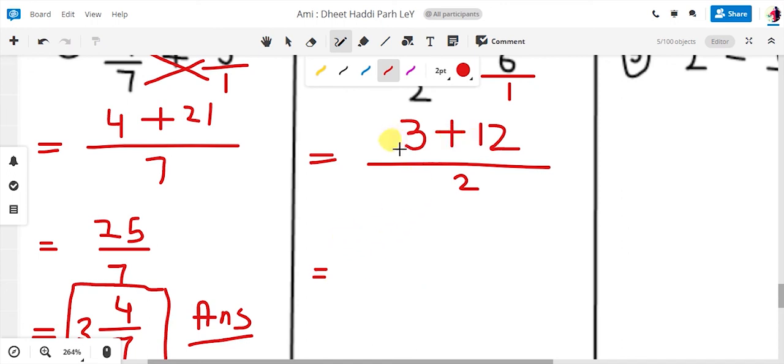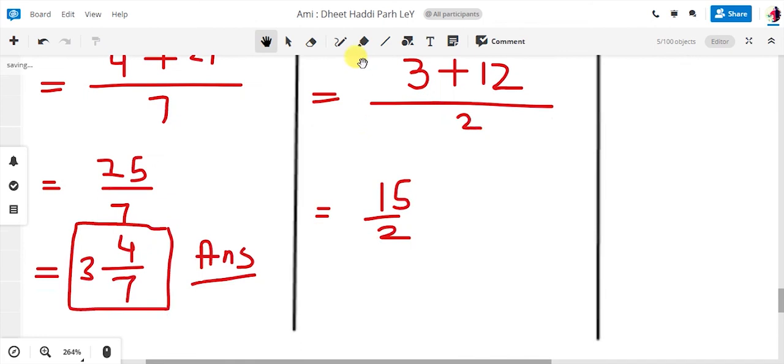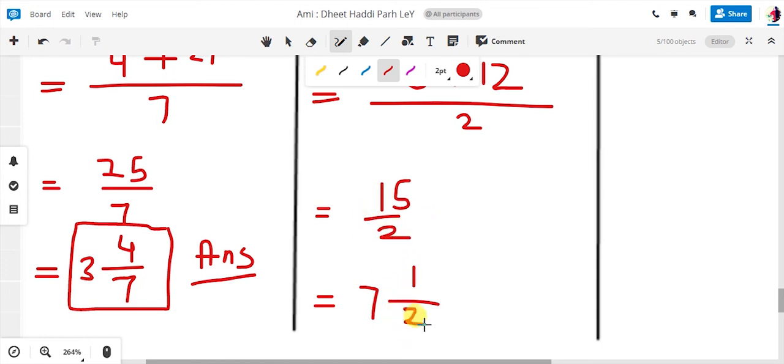Now the next step is simply to add these numbers. So 3 plus 12 is 15 over 2. So this is your answer in the improper fraction form. And in the mixed fraction form, start counting the times table of 2 up till 15 or less than 15. So 7 times 2 is 14. So 15 minus 14 is 1, and your divisor is 2. So it's 7 whole 1 over 2, or 7 whole 1 half. So this is our answer.